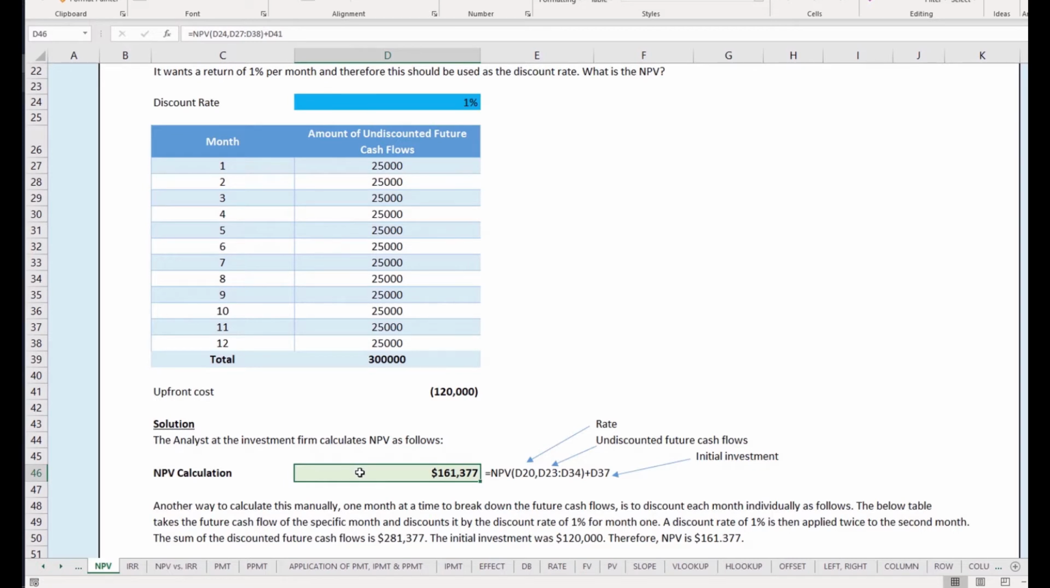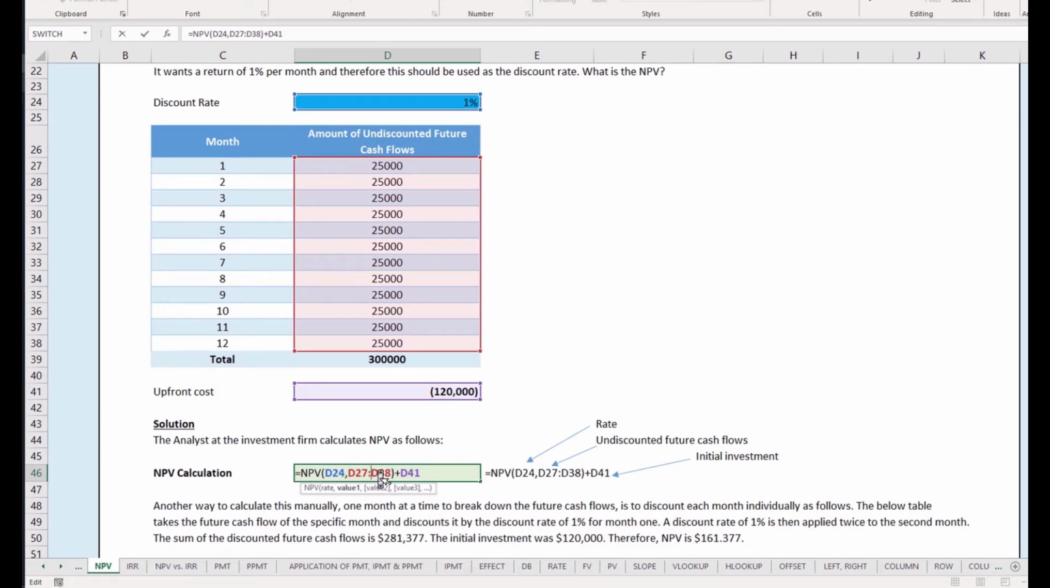If we were to open up cell D46, we can see that we use the NPV formula and then open parentheses, we use D24 for the rate, which is 1%. And then for the value, we highlight the amounts of undiscounted future cash flows which exist in D27 through D38, which is months 1 through 12 of the return.